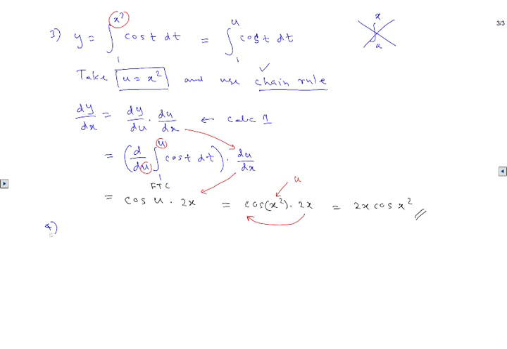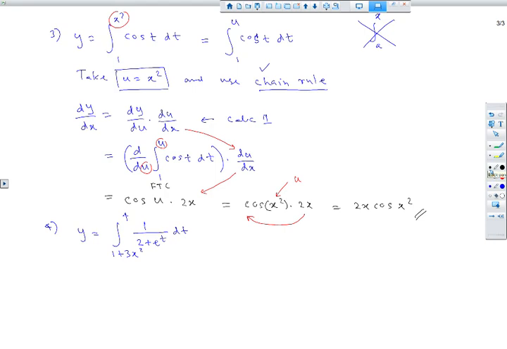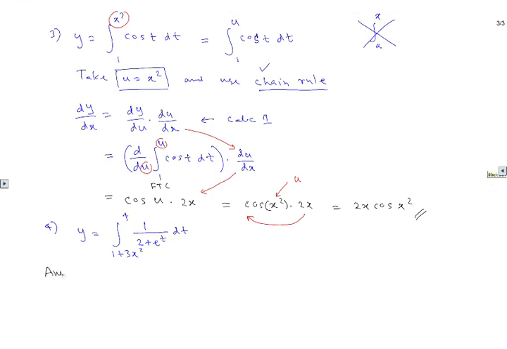So how about this one? Y equals, let's say, the integral from 1 plus 3x squared to some number. You only want to make sure that it is continuous, that's the only part. So 2 plus e to the t dt. See where the t goes, where the x goes. Okay, so the answer, this is very similar to the previous problem.